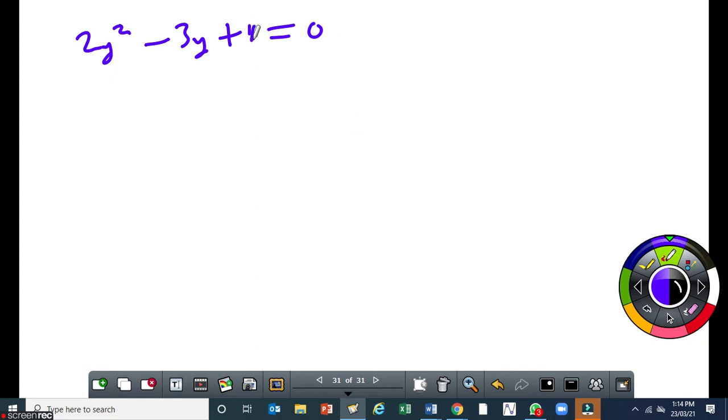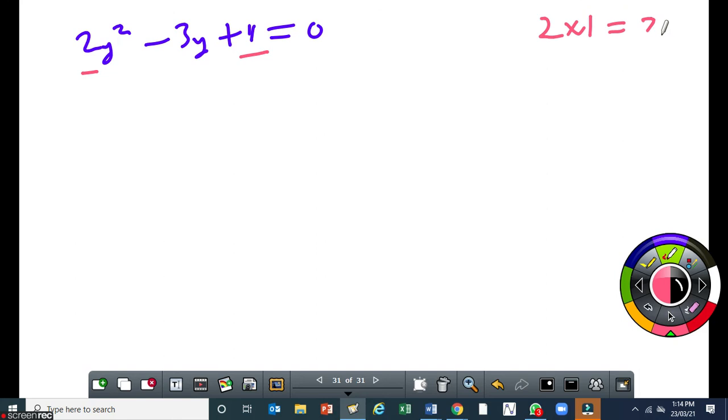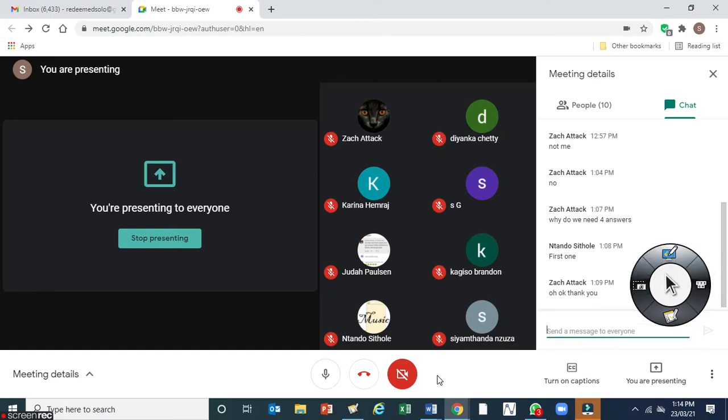Right? Then I need to factorize that. So to factorize it, the coefficient of y squared is 2, the constant term is 1, so 2 times 1 gives me 2. Which two factors of 2 add up to minus 3? Because the coefficient here of y is minus 3. Can someone tell us which two factors of 2 add up to minus 3? It's minus 2 and minus 1.